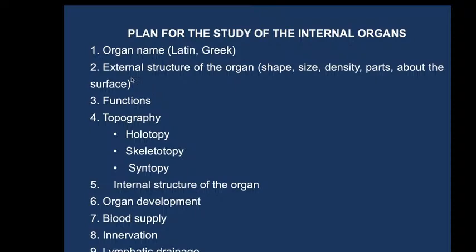The second point is the external structure of organs. It would be shape, size, sometimes density. You can describe parts or surfaces of organs, and of course name them. Because we study human anatomy in combination with physiology, you have to know the functions of the organs.